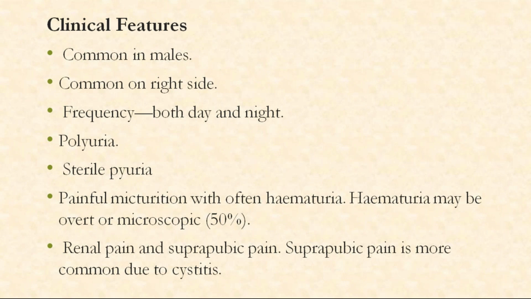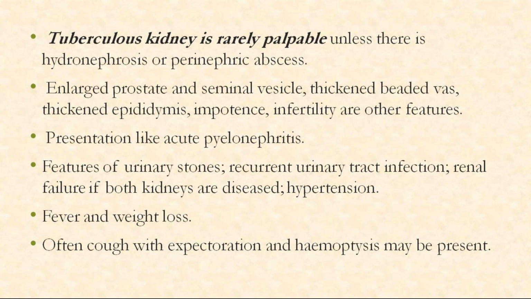Patient may have renal pain. Sometimes suprapubic pain. Why can suprapubic pain occur? Because from the kidney, urine passes through the ureter and enters into the bladder. The bladder is situated in the upper part of the pelvis, so the patient may have suprapubic pain. Suprapubic pain is more commonly due to cystitis, the involvement or inflammation of the bladder. Next, when you palpate the kidney, it is not easily palpable in the tuberculous kidney unless there is a pyonephrosis or hydronephrosis.